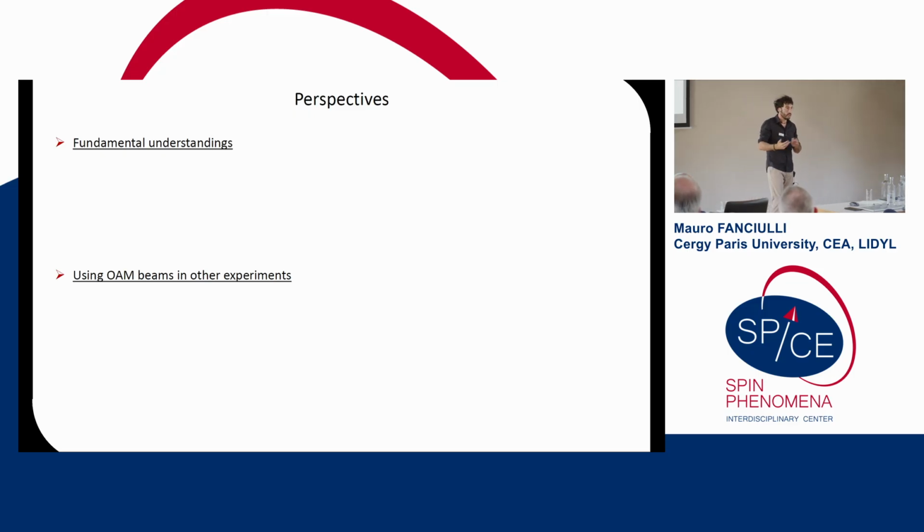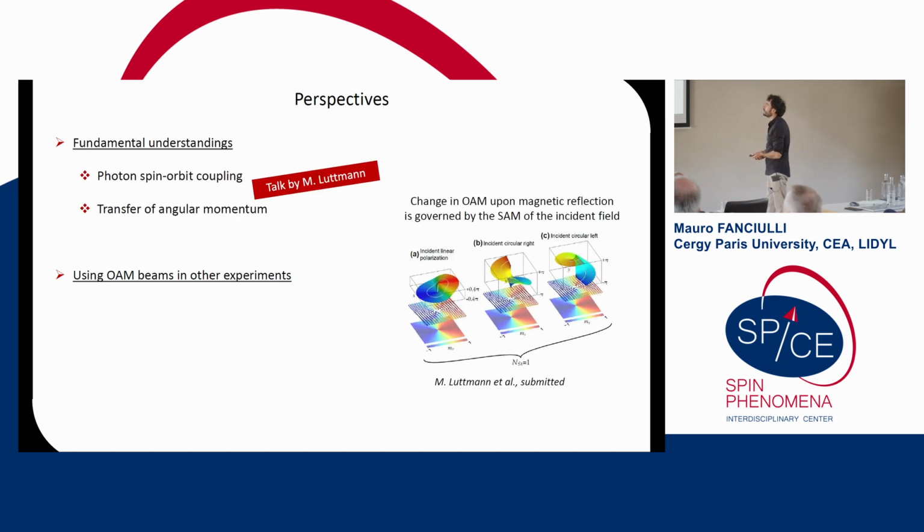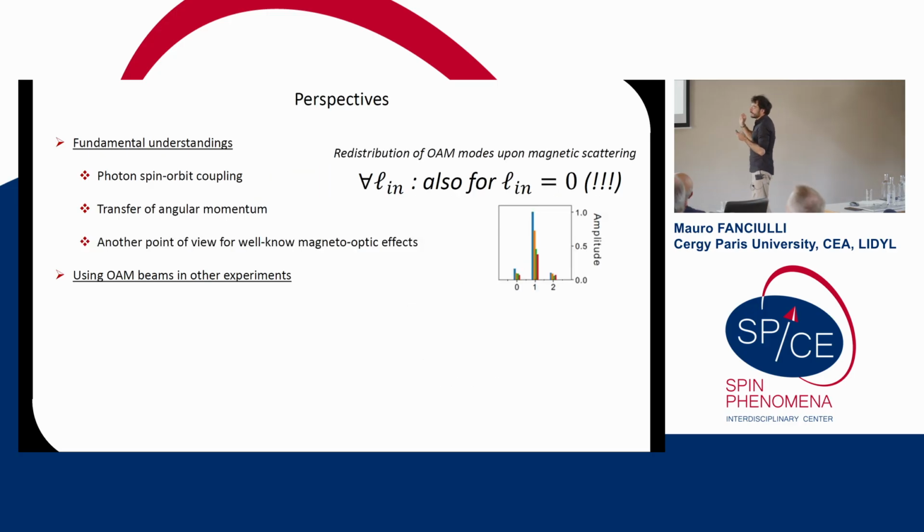Now, perspectives of this, of course, this study was initiated as a fundamental interest, right? Understanding what's happening when you have interaction of light carrying angular momentum with material. And as Martin will probably talk about tomorrow, this opens a bit more fundamental question about, for example, photon spin-orbit coupling and whether there is transfer of angular momentum from the light to the material or vice versa. Now, a bit more critically, is there something really new about this?